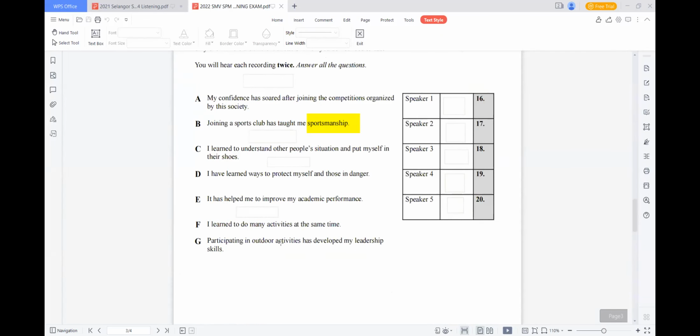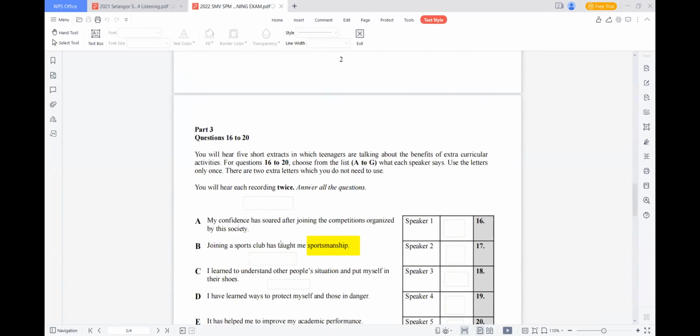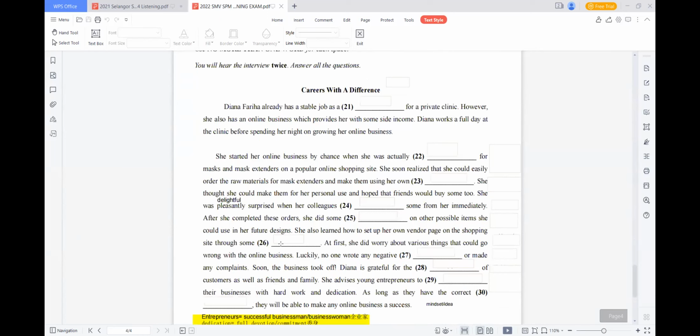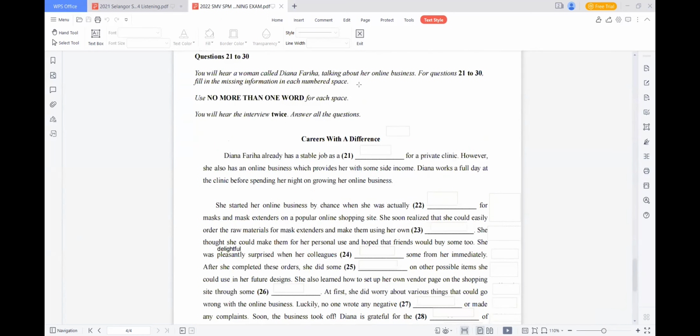Now, let's look at part 4 again. Do you want to do part 4 or part 1, 2, 3? Because there are 4 parts, can you type in the chat box which part you prefer first? They're all together 4 parts. Which one do you prefer first?